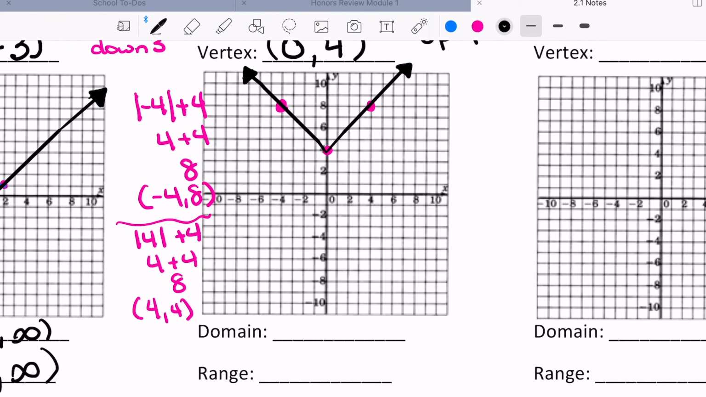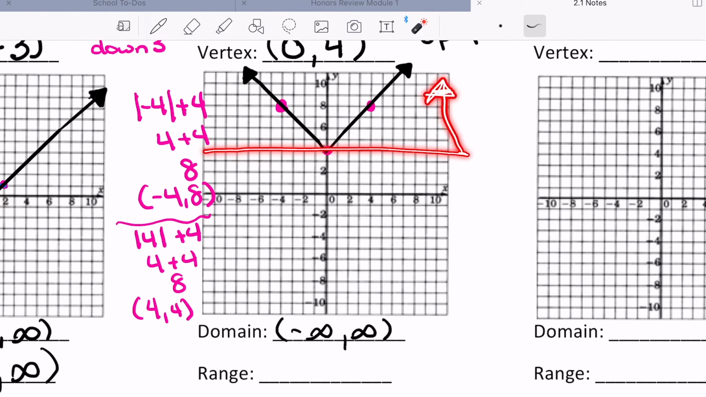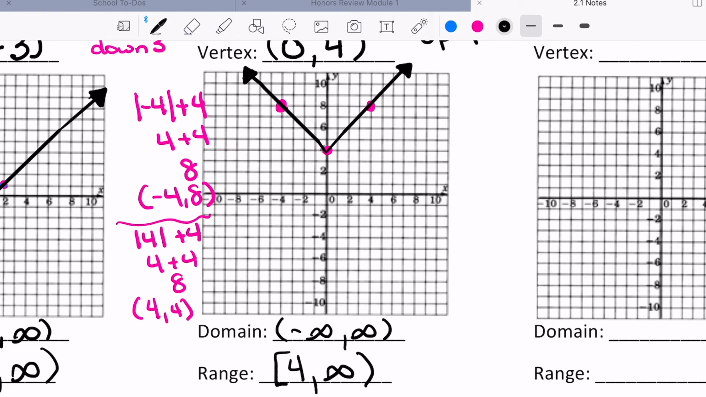Domain, are there any restrictions on our domain? You can see there are none. It's going to keep growing left and right. So -infinity to infinity. Range, where does your graph start? In this case, it starts at 4 and it goes upwards. So our range goes from +4 to infinity, not including infinity, bracket around 4, okay?